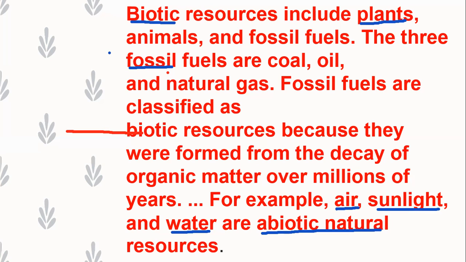Ma'am, yes. How many types of resources are there? Ma'am, two. What are the names of those two different resources? Biotic and abiotic. Okay, biotic we are getting from plants and animals. Abiotic natural resources we are usually getting from air, sunlight, water. Good.